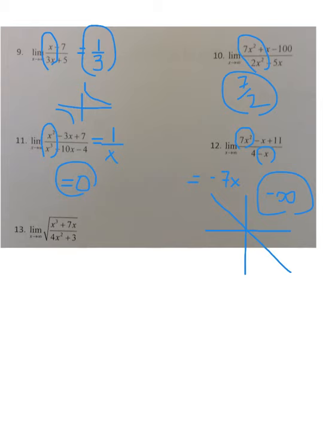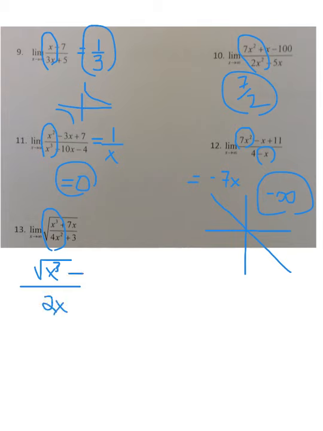Okay, last one, number 13. So I'm going to circle the highest power in the top and the bottom. Just remember that that's underneath the square root. Now, just be careful. This is really the square root of x cubed. Oops, that should be a 3. And then the square root of 4x squared, which we know is 2x.